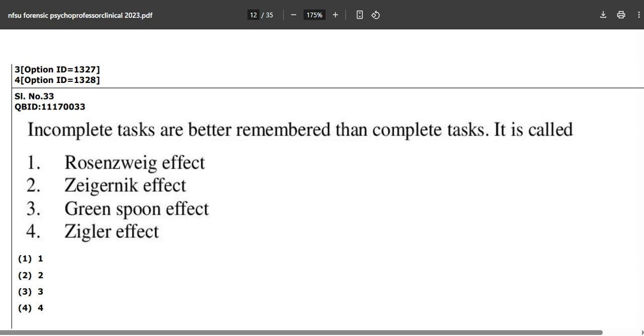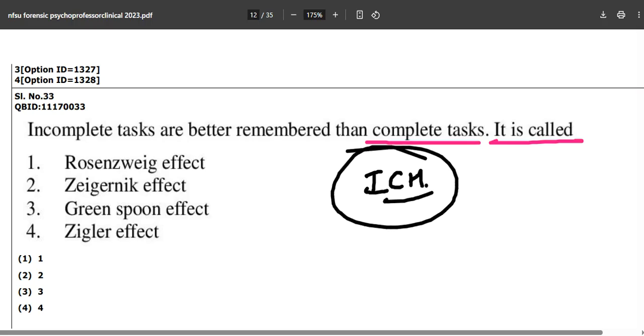Now the next question says incomplete tasks are better remembered than complete tasks. It is called the Rosenzweig effect, Zeigarnik effect, Greenspoon effect, or Ziegler effect. So what is the correct answer? The correct answer is the phenomenon you would have seen in the ICH. Now what is ICH? It is simply your Indian Coffee House.